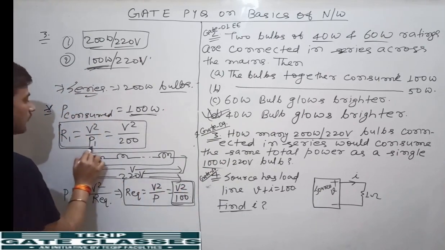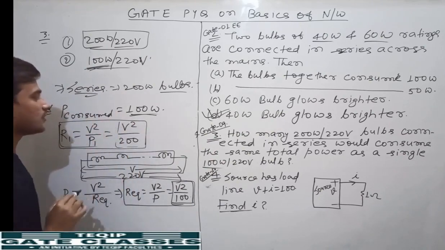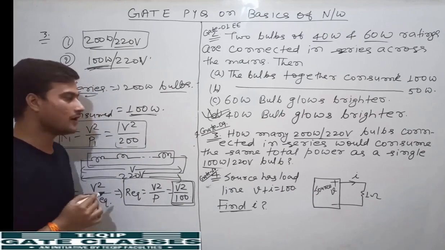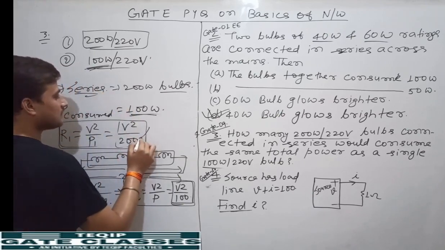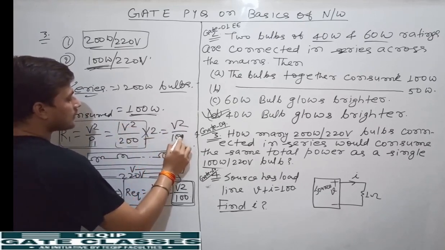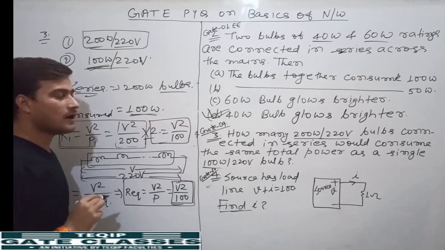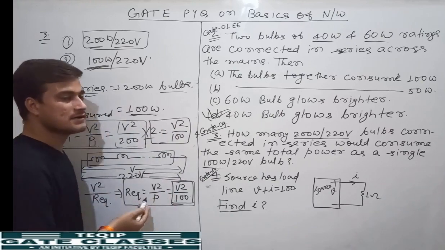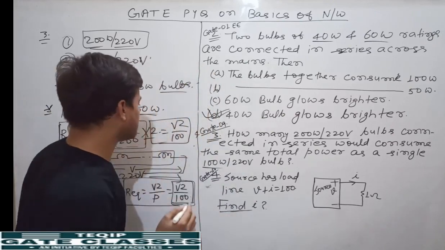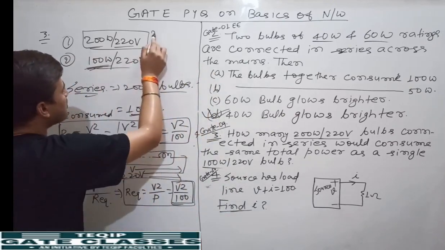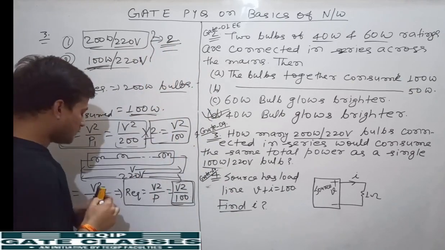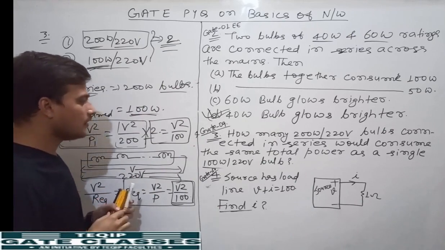Now you know that the resistance of one bulb is V square by 200. So if you connect two bulbs in series, then the resistance will become V square divided by 100, which is equal to this resistance. That means two bulbs should be connected in series. Its answer is 2.